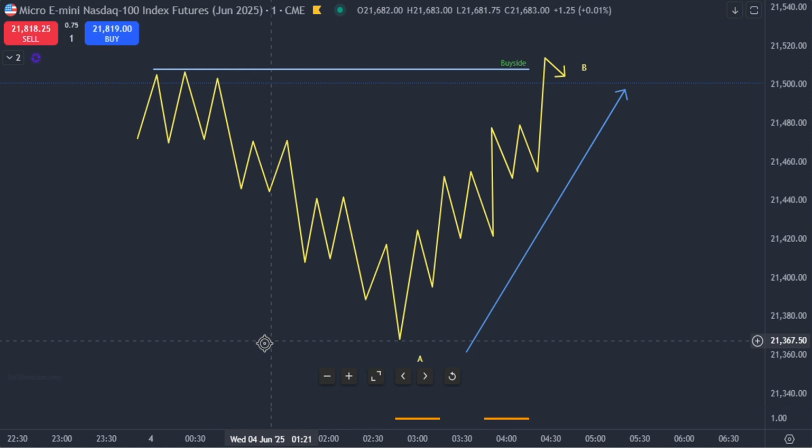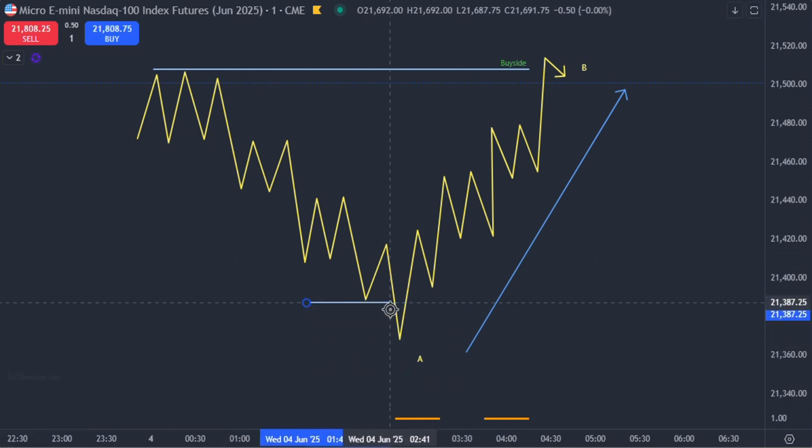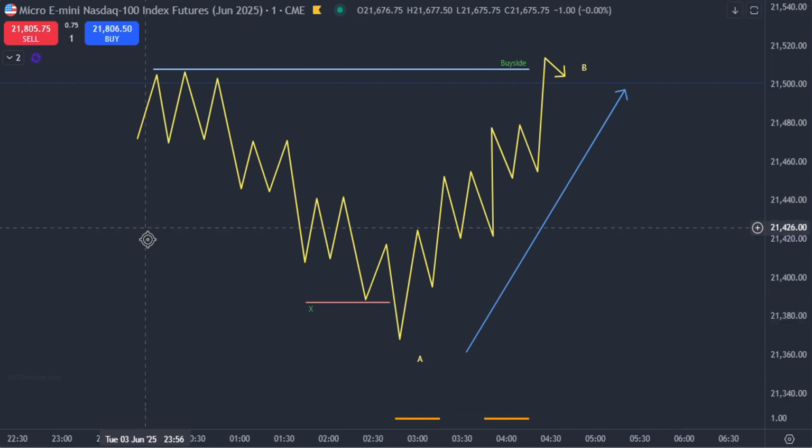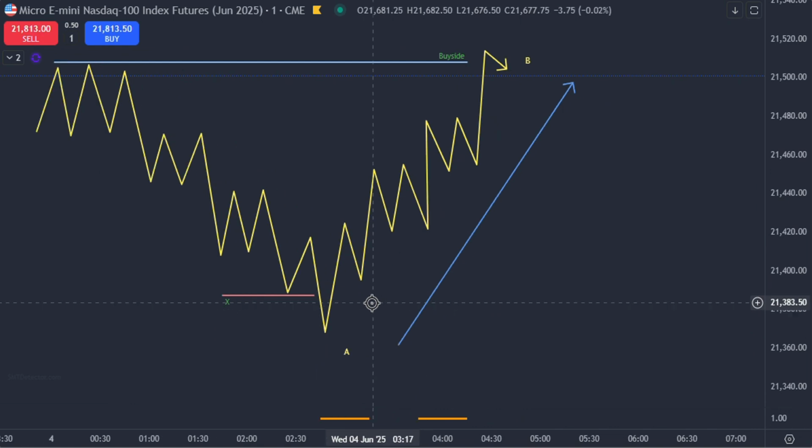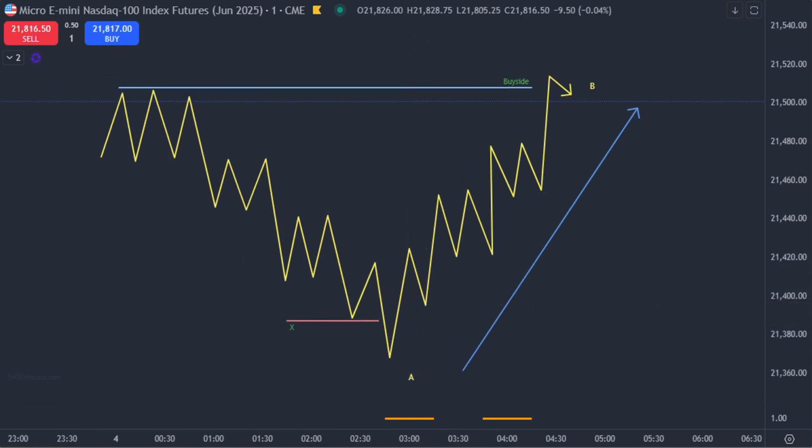All right, so we get a sweep of liquidity. Change this to red. And then you're going to see a market structure shift or a CSD. CSD is change in state of delivery. I'll make some other videos explaining what to look for.